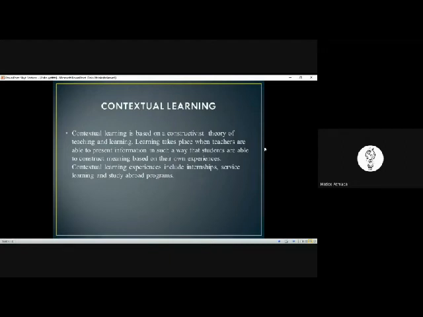Now the next one, contextual learning. Contextual learning is based on constructivist theory of teaching and learning. Learning takes place when teachers are able to present information in such a way that students are able to construct meaning based on their own experience. Contextual learning experiences include internships, service learning, and study abroad programs.